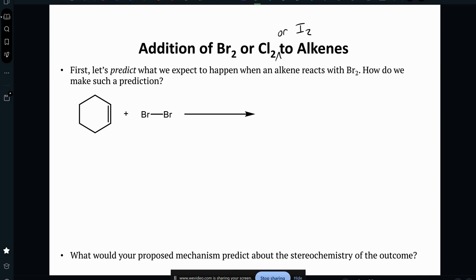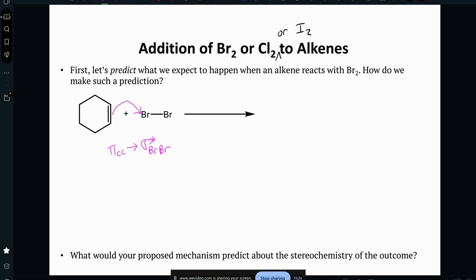And if I think about what the best acceptor orbital on the Br-Br is, it's going to be sigma star Br-Br. It's one of my favorite orbitals to say because it rhymes. And so if I were to make a prediction, I would think, okay, maybe pi CC is going to donate to sigma star Br-Br. So I'd have an arrow there.